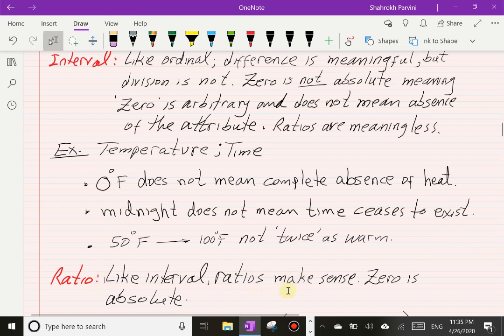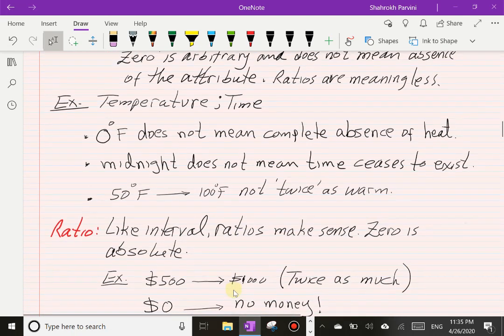And that makes sense. Ratios, remember, ratio is division, quotient. And 0 is absolute. That's important with ratio scale measurement. What do we mean by 0 is absolute?